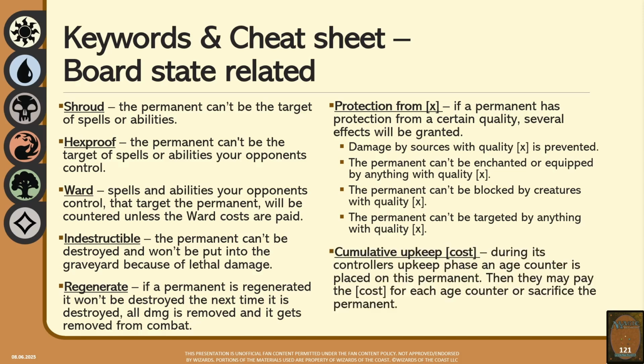Cumulative upkeep cost means during its controller's upkeep phase, an age counter is placed on this permanent. Then they may pay the cost for each age counter or sacrifice the permanent.